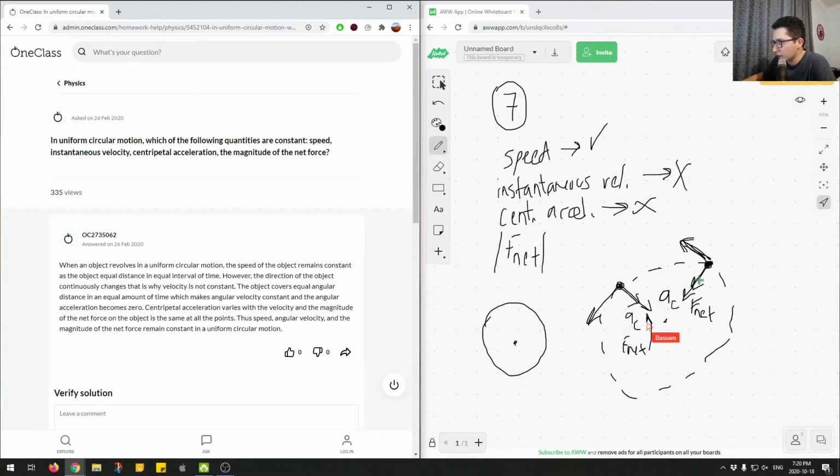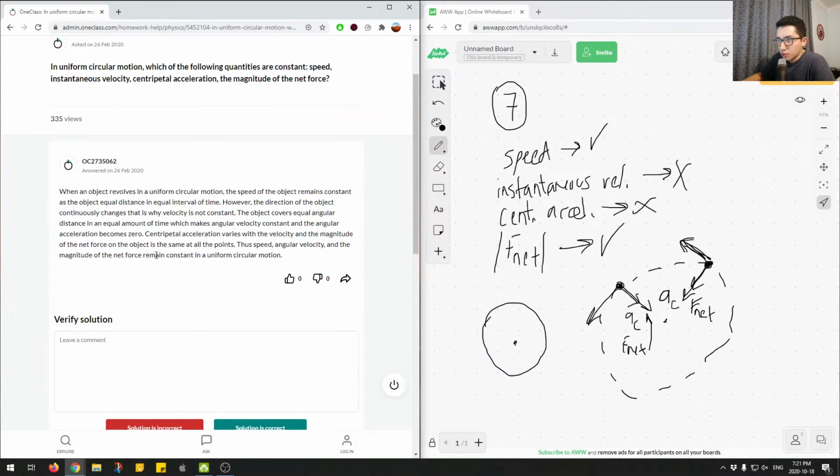This arrow over here. You can see that similarly to centripetal acceleration, the net force changes direction, but the magnitude stays the same. And since here we're asked for the magnitude of the net force, we would say that this is also constant. We don't really care about the direction, since that's not specified. So based on this, they specify the correct answer.